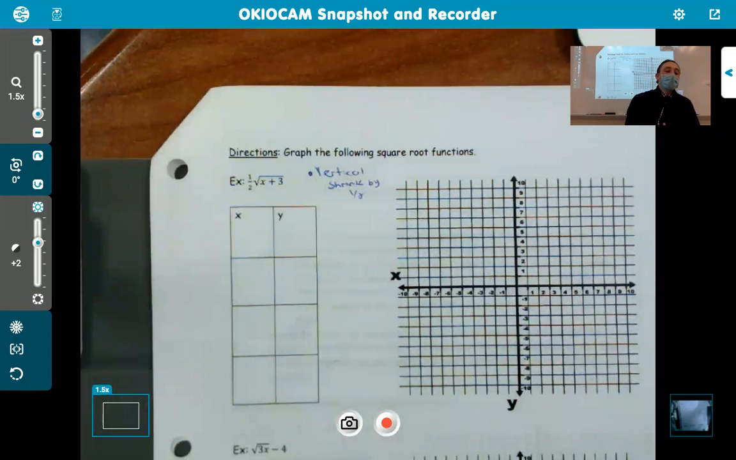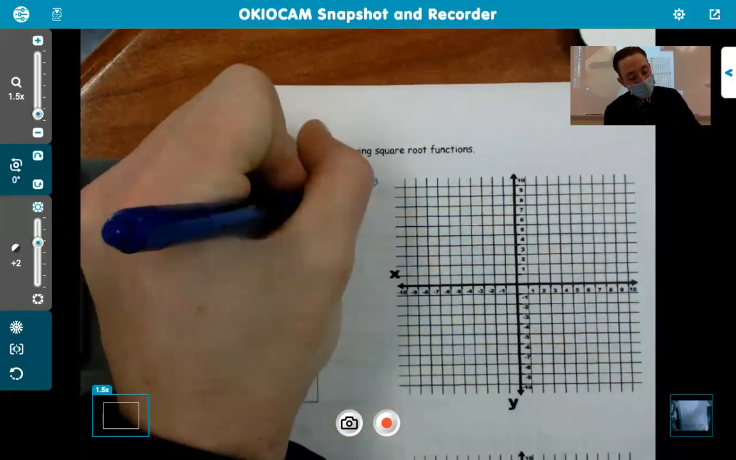What happens when I'm adding inside my square root? So this is something that we actually talked about back on Friday. Because remember, addition and subtraction, you're not worrying about shrinking or compressing or stretching, right? When you're adding or subtracting, you're shifting. So you're either moving to the right, left, up, or down. So if I'm adding 3 underneath my square root, where am I moving? To the left, right?